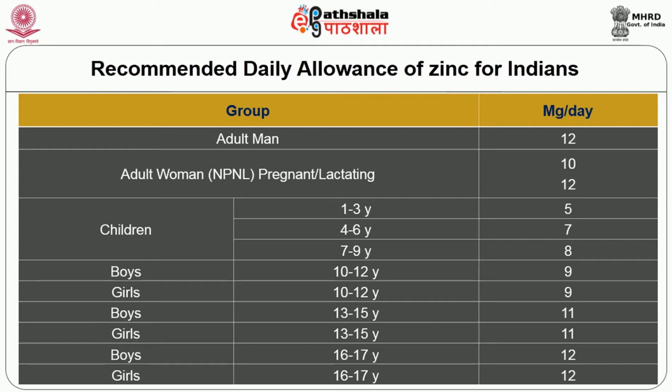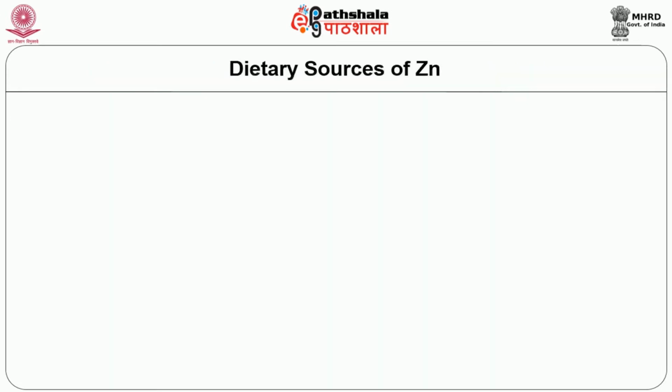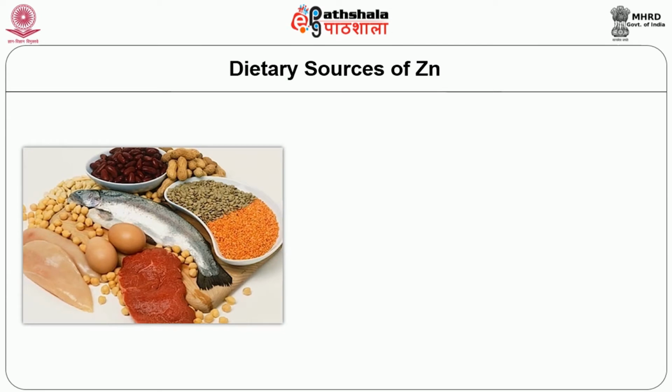Even if there is a deficiency in children, they become immunocompromised, and there will also be growth stunting because of lack of zinc in the diet. They will be subjected to infection, respiratory infection, diarrhea related problems, morbidities.